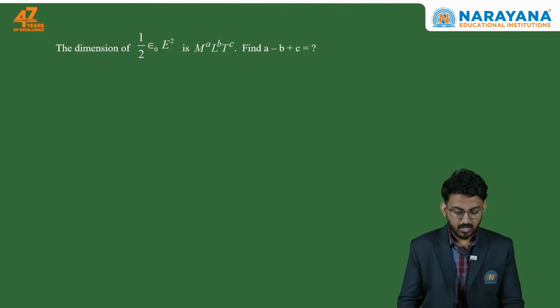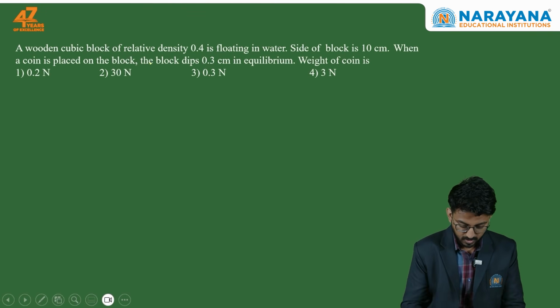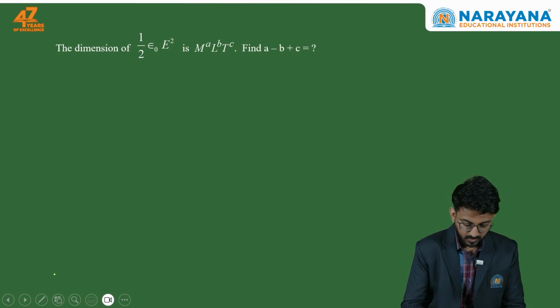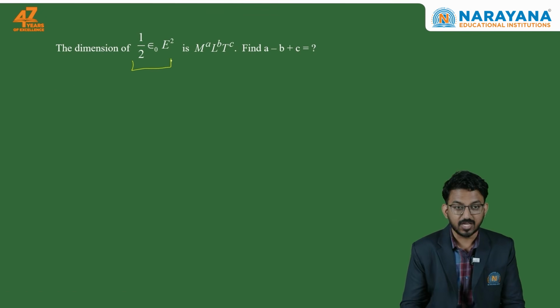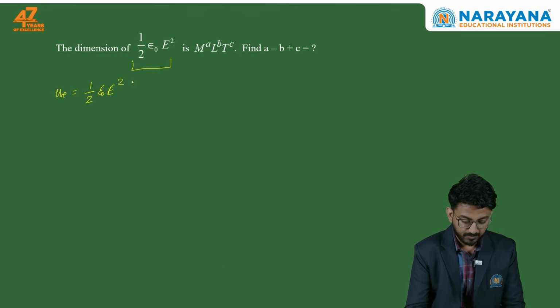Good afternoon, everyone. This is a memory-based JEE Mains April session physics question paper. We have a few questions with us. The first question is about dimensional analysis. You can see this quantity is energy density. You might remember the formula that energy density in a space where the electric field is E in vacuum is half epsilon naught E square. If we know that, it will be a very easy one.